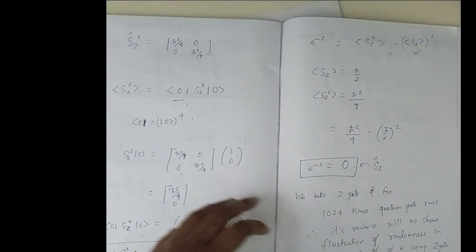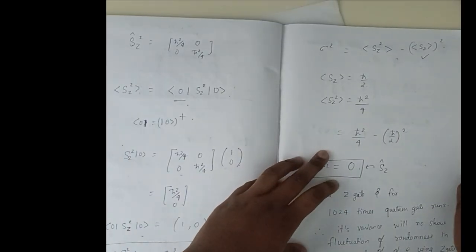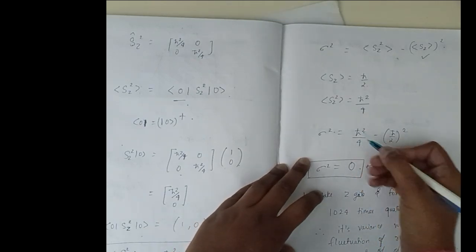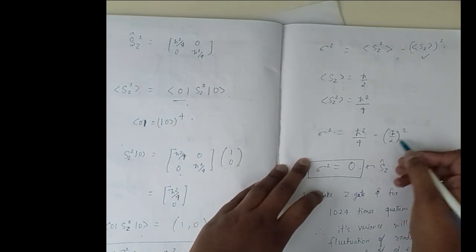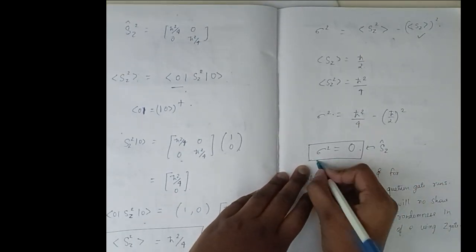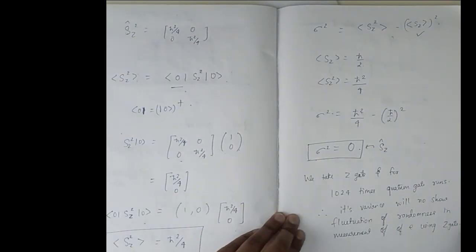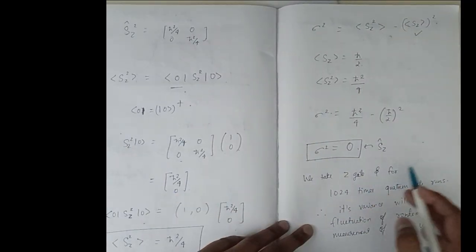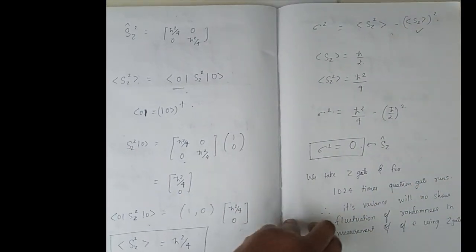So we are going to put the values for sigma square. Here sigma square is h cross square by 4 minus h cross by 2 whole square. Here sigma square comes to be 0. Why? It means that if we take the Z gate and run the quantum gate 1024 times, the variance shows no fluctuation for the randomness in the measurement of the electron.